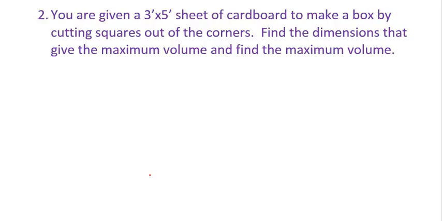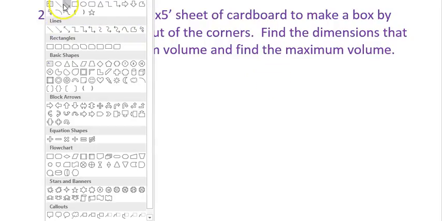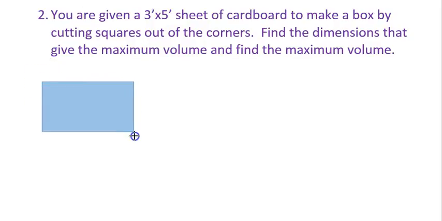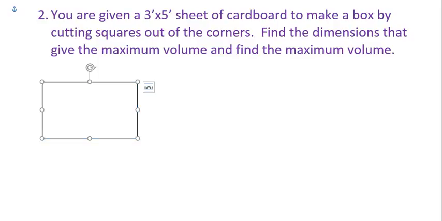Okay, we are going to do one more example of this because, like I said, this is the most classic used problem that we come across. This time we're going to be given this 3x5 sheet of cardboard, and we want to find the same things, the dimensions that give the maximum volume and the maximum volume. So I'm going to start by drawing myself a rectangle, and we're going to say that's a 3x5 rectangle. So this side would obviously be the 5, and this side would be the 3.